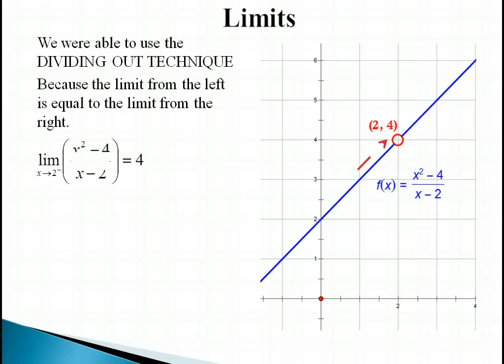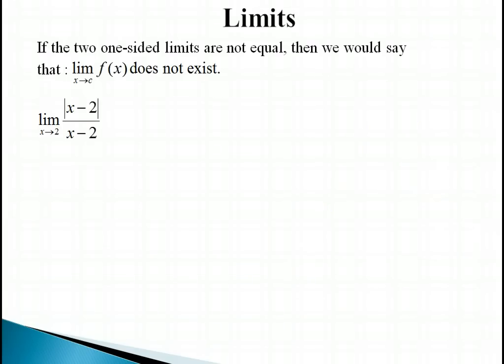Now, this dividing out technique works because the limit from the left side and the limit from the right side are approaching the same y value. If that doesn't happen, then we're not going to have a limit. It's not going to exist. Let's look at that. If your two one-sided limits are not equal, then you would say that the limit as x approaches c of f of x does not exist.